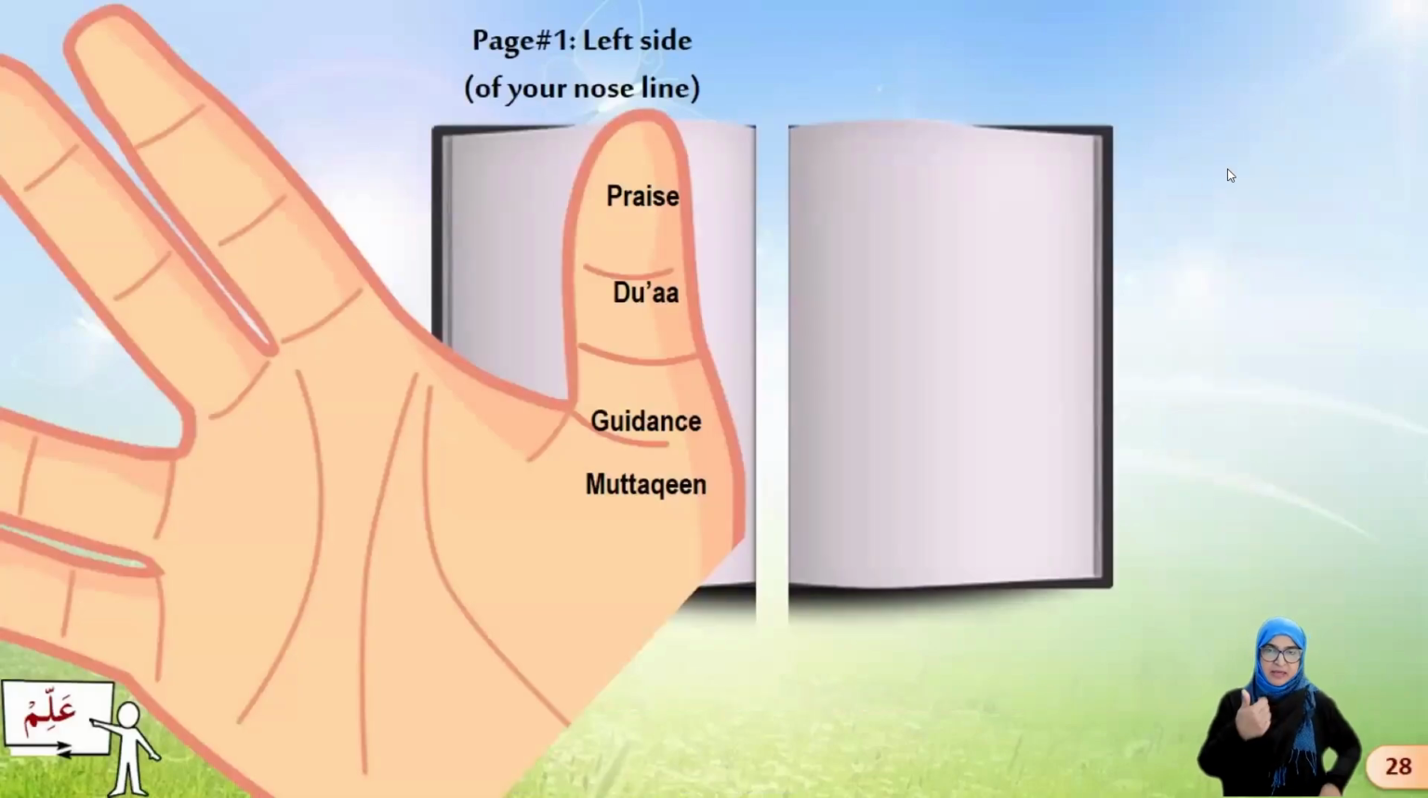So let me explain how it's going to be. In the background, you have the Quran. On one side is Surah Fatiha, and the other side is Surah Baqarah. So the thumb has praise, dua, guidance, muttaqin. You see the lines on your thumb. You may have 3 lines, so put one on your palm. So 1, 2, 3, and let one go on the palm. So you'll have praise, dua, guidance, muttaqin.